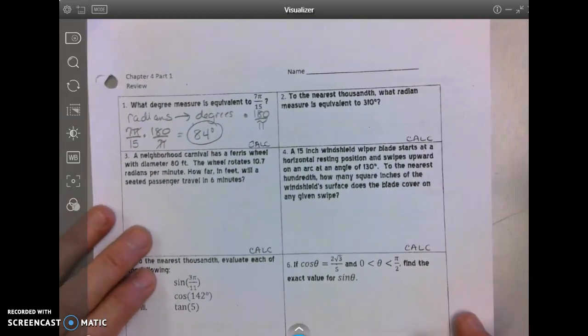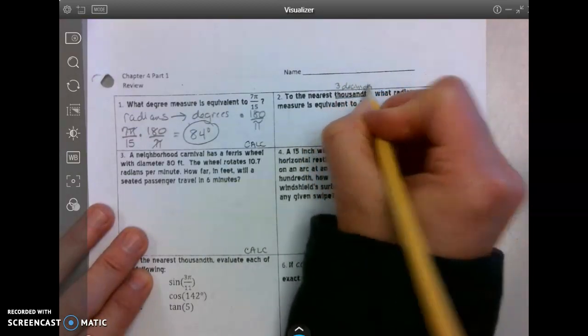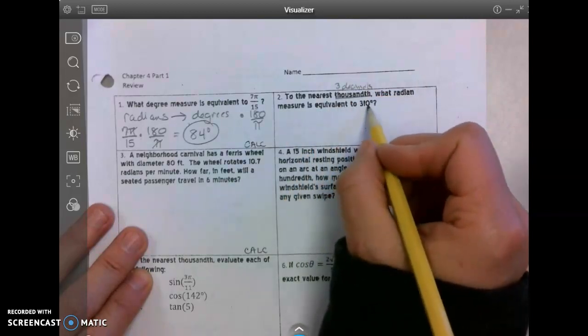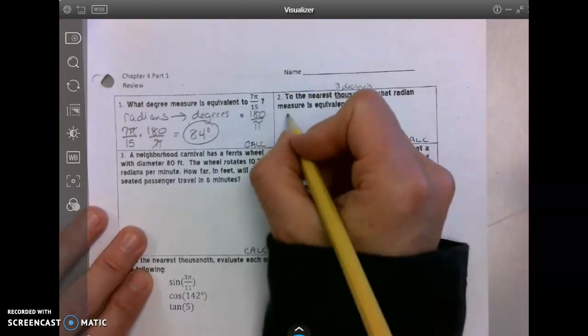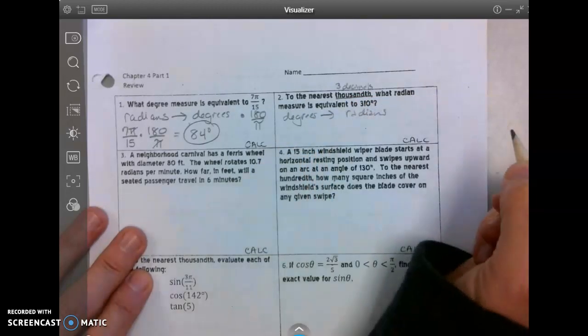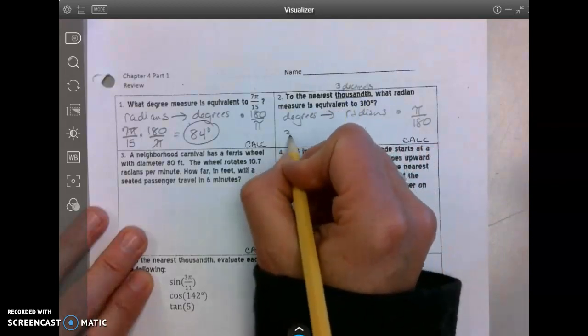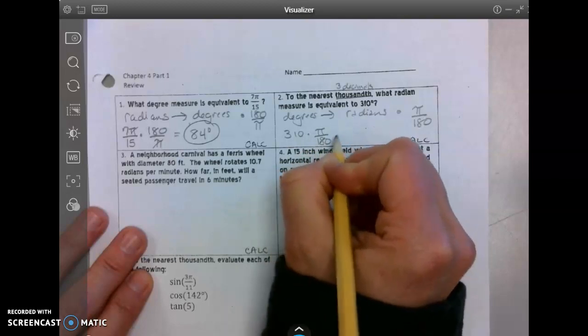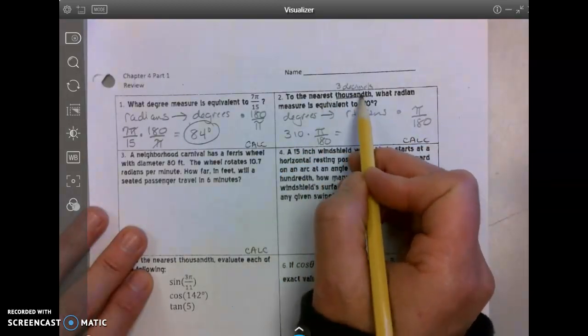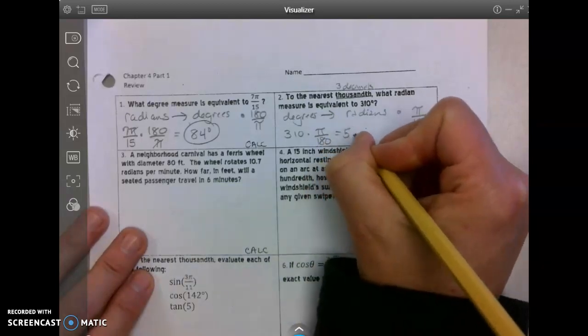All right, number 2. To the nearest thousandth, remember that that's 3 decimals. What radian measure is equivalent to 310 degrees? All right, so this time I'm going from degrees and converting to radians. So I'm going to multiply by pi over 180. So I've got 310, and I multiply by pi over 180. And because it says to the nearest thousandth, I'm just going to do this on my calculator, 310 times pi. And then I'm going to divide by 180, and I get 5.411.